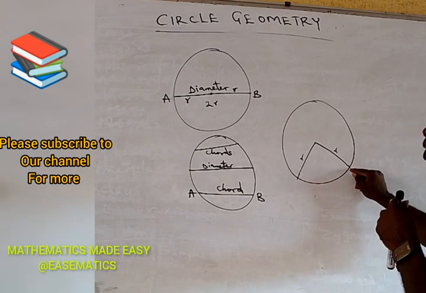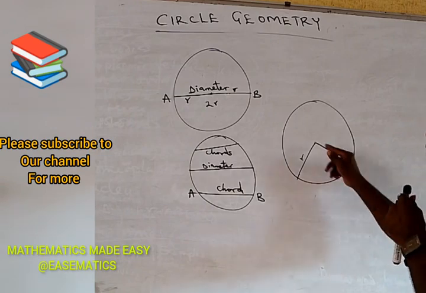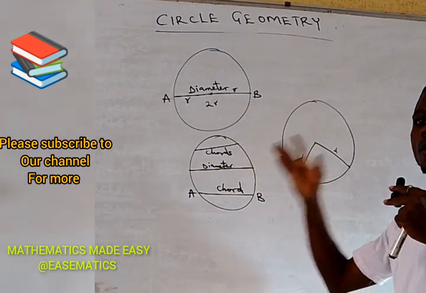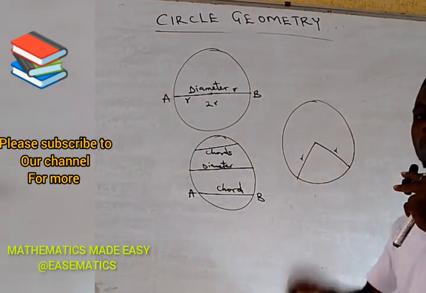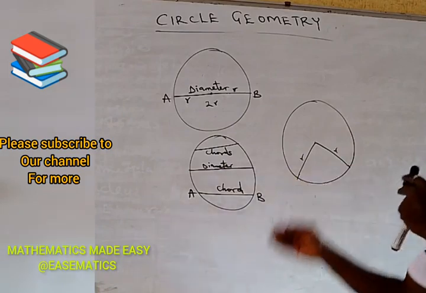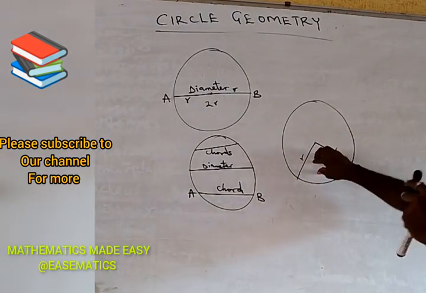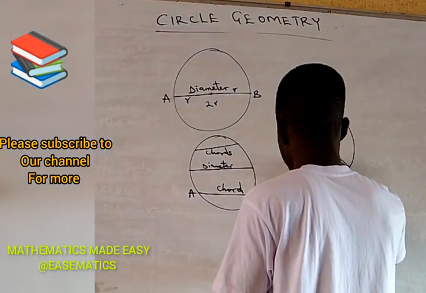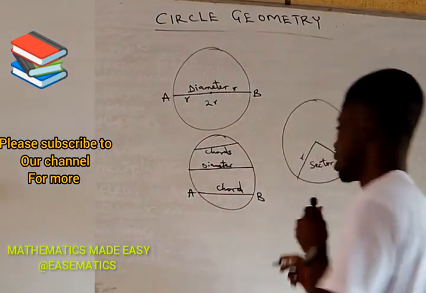When we draw this line segment, which is the radius, and draw another line segment, so when two radii join different parts of the circumference, they form an inner section, which we call the sector. This inner section is what we call the sector.